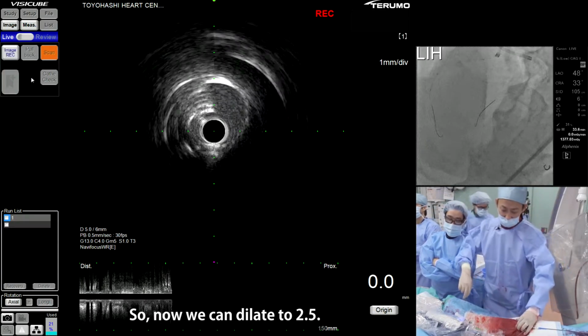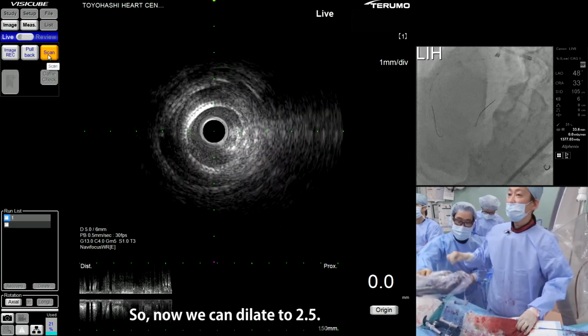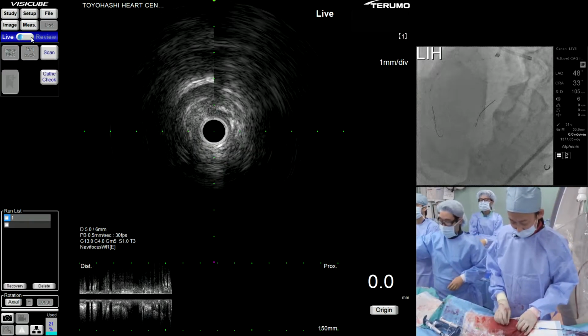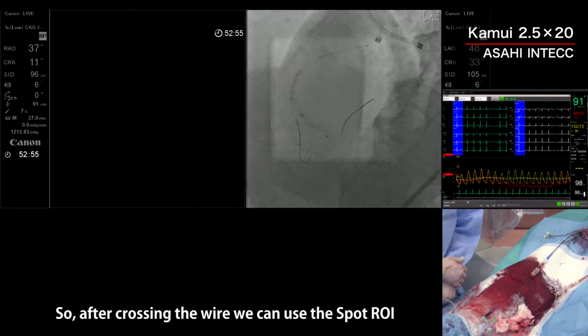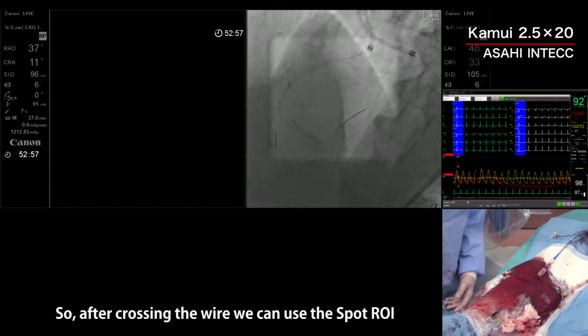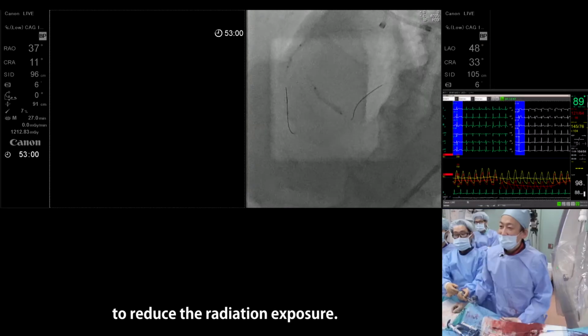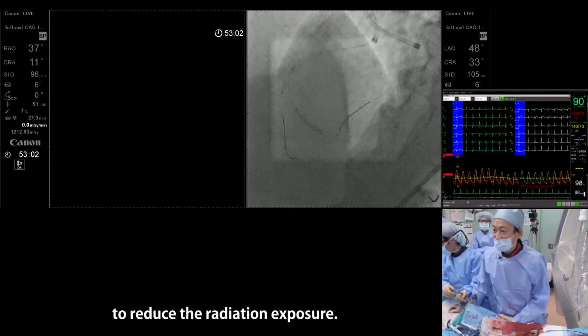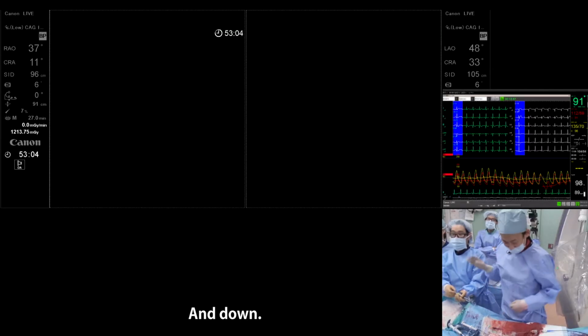Okay. So now we can dilate with the 2.5. After crossing the wire, we can use the spotlight to reduce the radiation exposure. 12. Down.